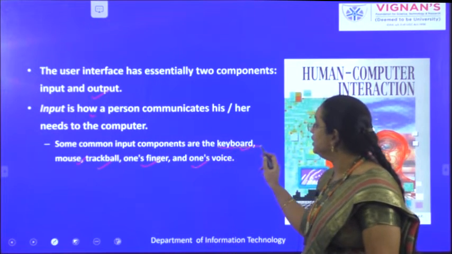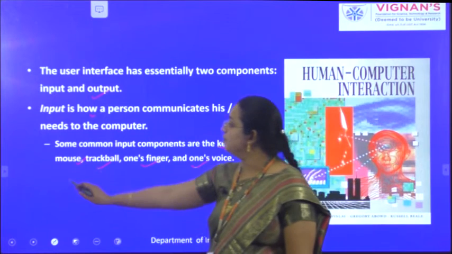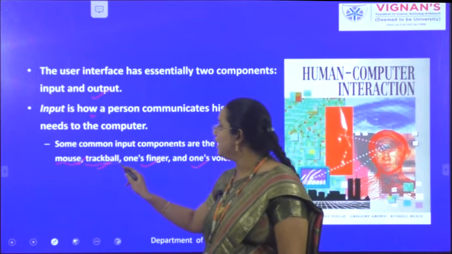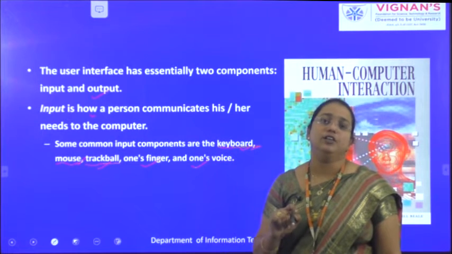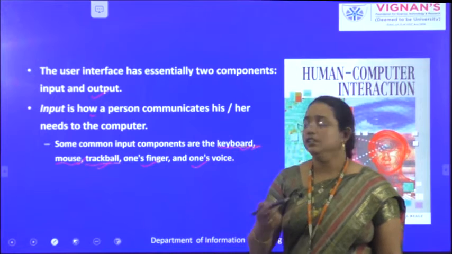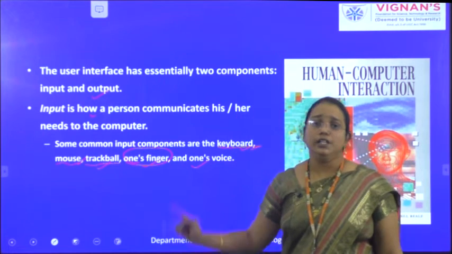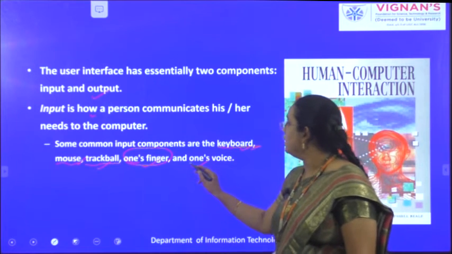Whether you are typing the data, you are going to use the keyboard, or you are selecting something or drawing something, you can use either mouse or trackball, or you can use touch by finger. If the screen is a touch screen, then you are using one's finger for touching that. So, it is also considered as input to the computer.